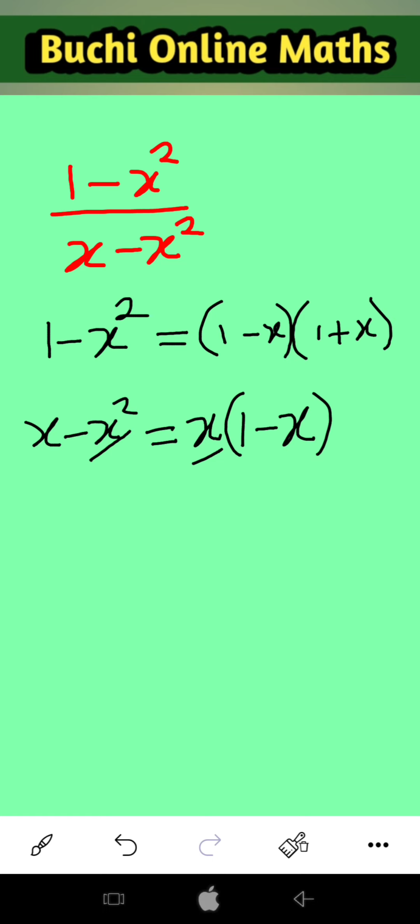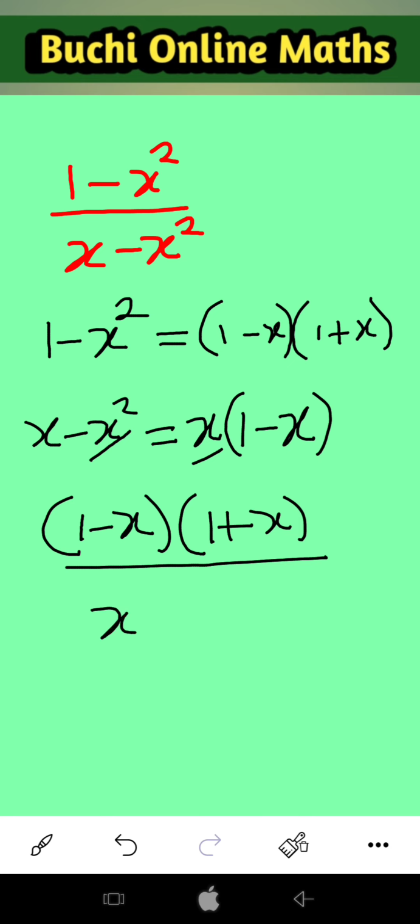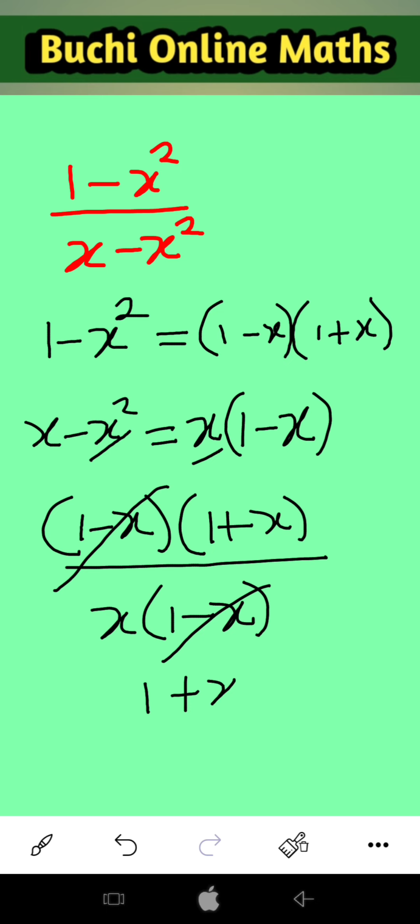So this is how to simplify the lower fraction. Therefore, let us combine them together. We have bracket 1 - x, let's bring them together, and then (1 + x), all over x(1 - x). Now our aim is to get a common factor that can cancel out each other, and we have seen that (1 - x) will cancel out (1 - x), and we are left with (1 + x), remember in brackets, all over x, and this is our answer.